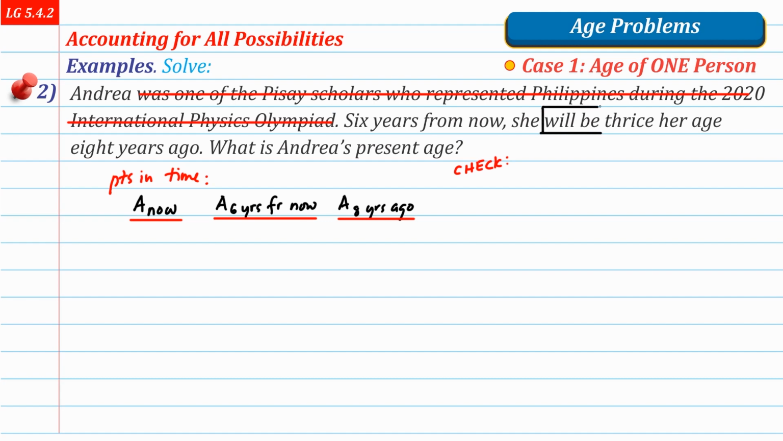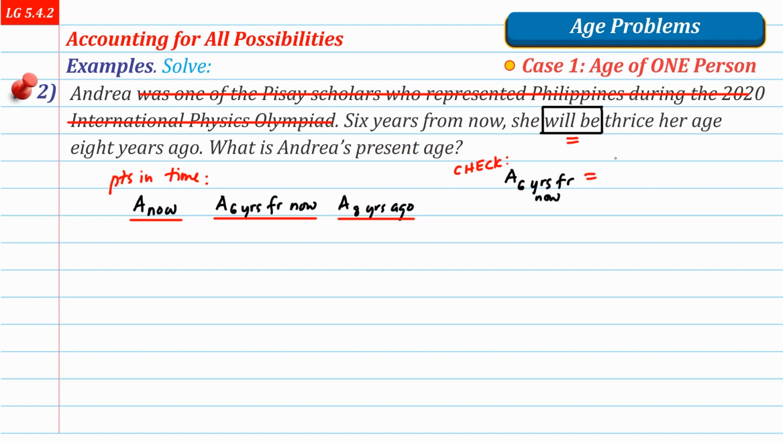Yan mga hanap natin. Will be, was, is. Ano ibig sabihin ng will be, guys? Ano ilalagay mo sa will be? Anong mathematical symbol? Very good. Equal sign. Okay? That means sa kaliwa ng will be, yung age niya 6 years from now. Okay, let me write that. That means age niya 6 years from now will be.